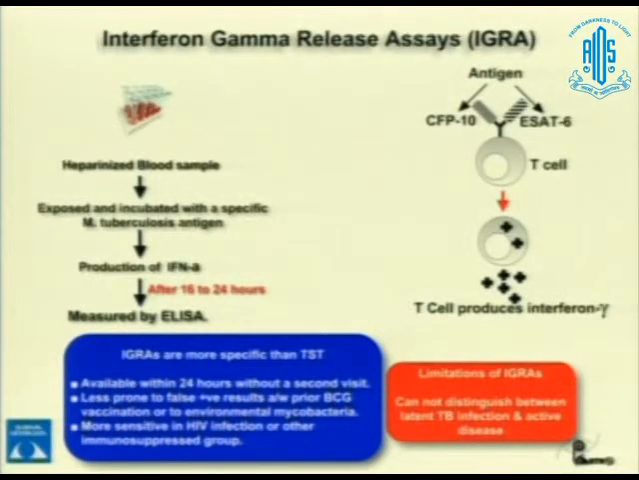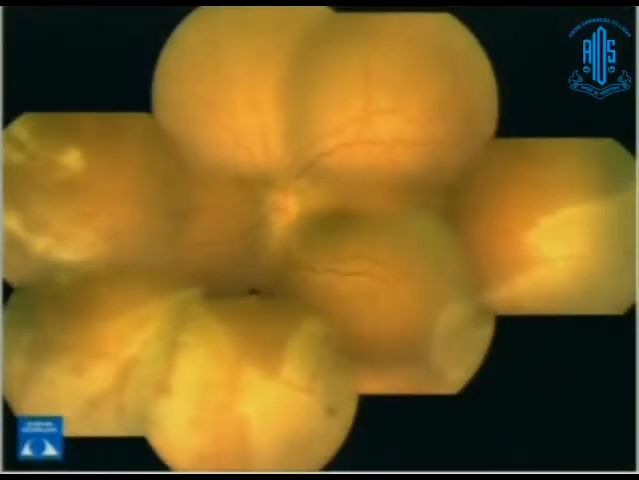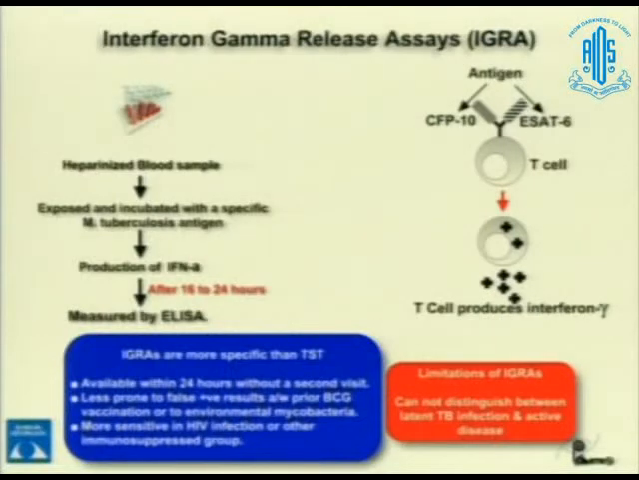You have to know what is interferon gamma release assay, where heparinized blood is taken, and this is exposed with the specific tuberculosis antigen, and the production of interferon gamma is measured by the ELISA. The only problem with this interferon gamma release assay is it can't differentiate between active TB inflammation and the latent infection.